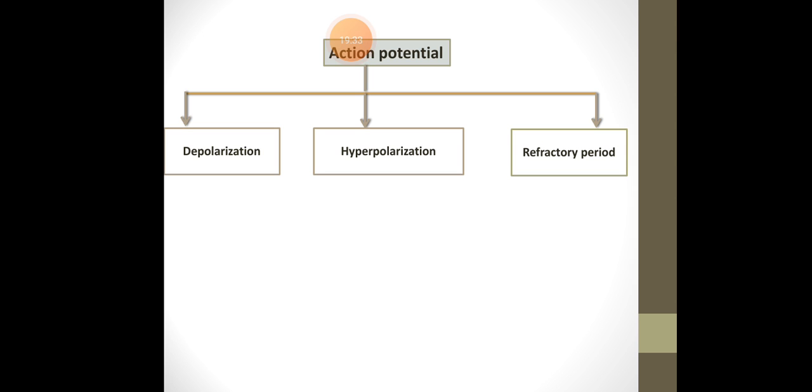So what is the refractory period? The refractory period is a short time immediately after an action potential in which the neuron cannot respond to another stimulus owing to the inactivation of sodium channels. This prevents the reverse conduction of the impulse in an action potential.